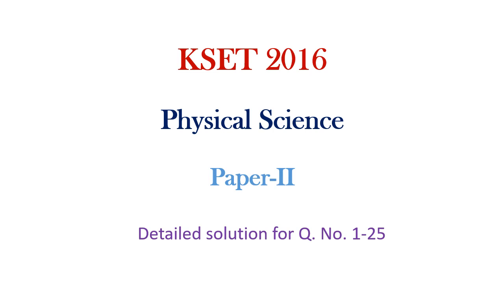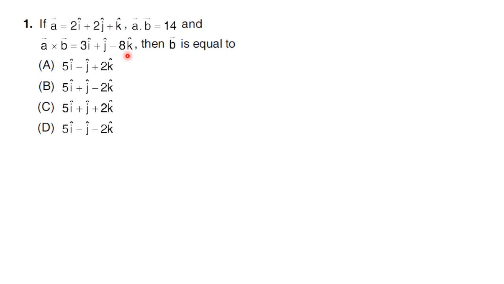In this video, we'll solve KSET 2016 Physical Science Paper 2, first 25 questions. If A is equal to 2i plus 2j plus k, A dot B is equal to 14 and A cross B is equal to 3i plus j minus 8k, then B is equal to.